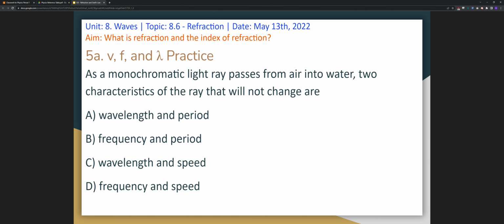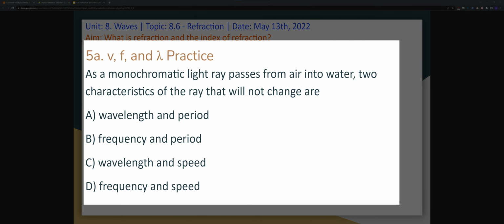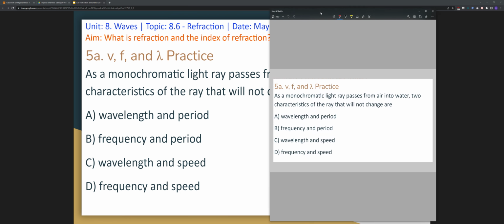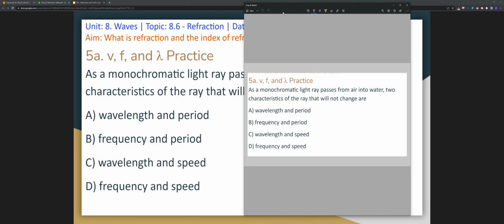So let's answer this question. As monochromatic light passes from air to water, which two characteristics of the ray will not change? Again, the thing that will not change is frequency. The frequency of your wave will never change as you go from one medium to another. So it's either B or D.